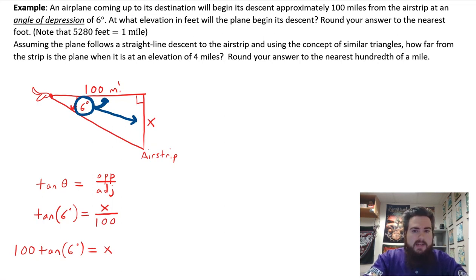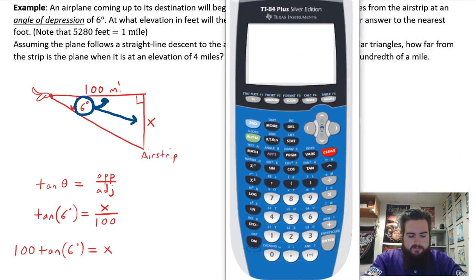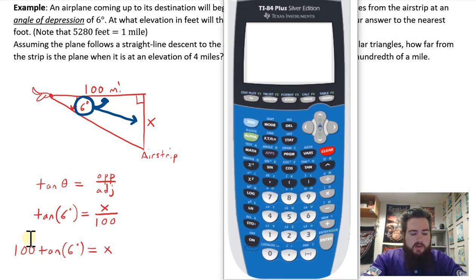Now, to solve for that, we are going to need to use a calculator, particularly since we are going to be approximating. So, if I bring a calculator over into this problem, we are solving 100 times tangent of 6 degrees. Note that the argument inside of the trig function is a degree measure.